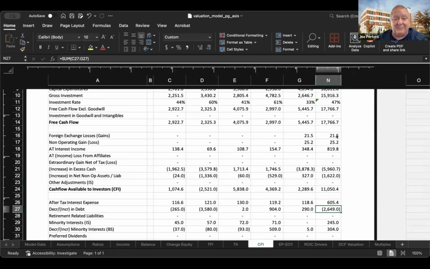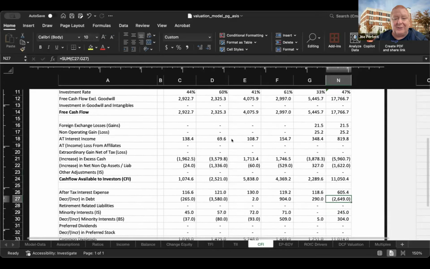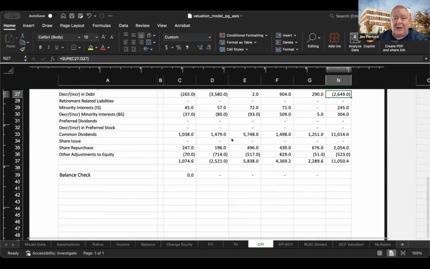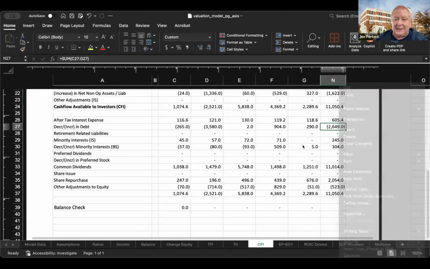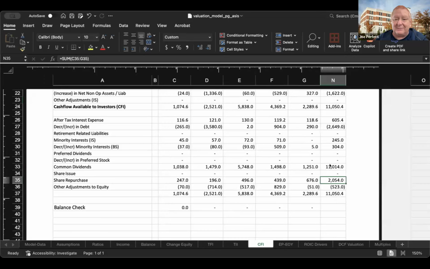So they borrowed 2.7 billion. Almost all of it occurred in 2020. Why? Because they paid 11 billion in dividends, and they bought back, see here, $2 billion worth of stock, right? Well, 11 billion of dividends is the 11 billion of CFI. How do you buy back the stock if you spent all your CFI? And the answer is, that's where the debt is. That allowed them to buy back the stock. You start to clearly see that here, right?